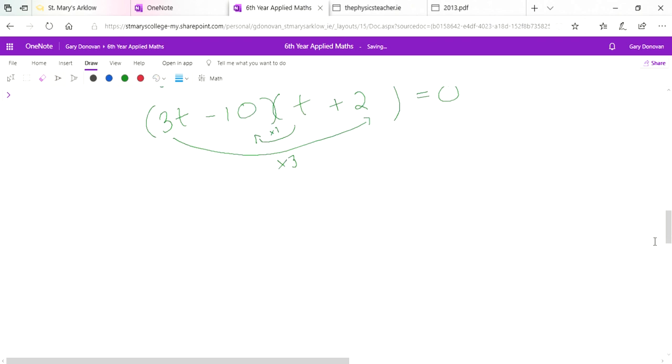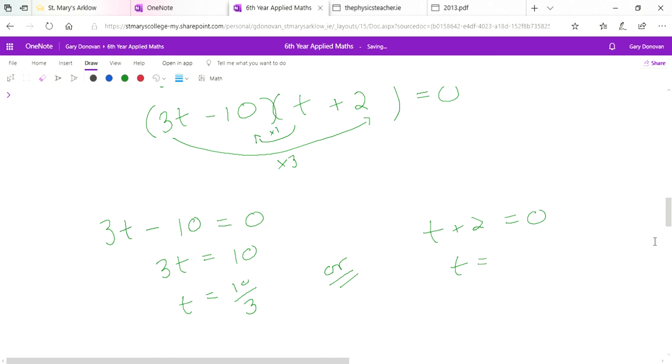So that gives us two answers. It gives us 3t minus 10 equals 0, 3t equals 10, t equals 10 over 3, or we get t plus 2 equals 0, so t equals minus 2. And obviously our answer can't be a negative time, so we can disregard this answer, and this is our answer here.